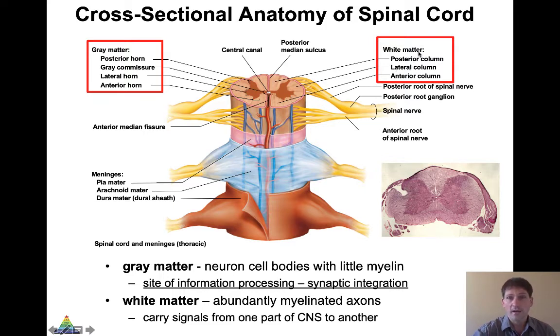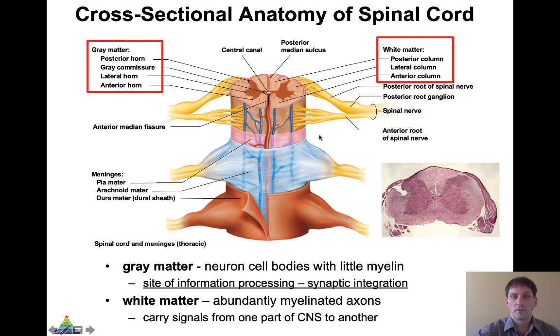Now, around the gray matter, we see our posterior column, we have our lateral column, and we have our anterior column. And again, our white matter is those myelinated axons, and that's going to transfer information from one part of the central nervous system to another part, while our gray matter is generally where our information processing is happening, so our synaptic integration. Now, while we're also looking at that, we can see our spinal nerves coming off of our spinal cord.